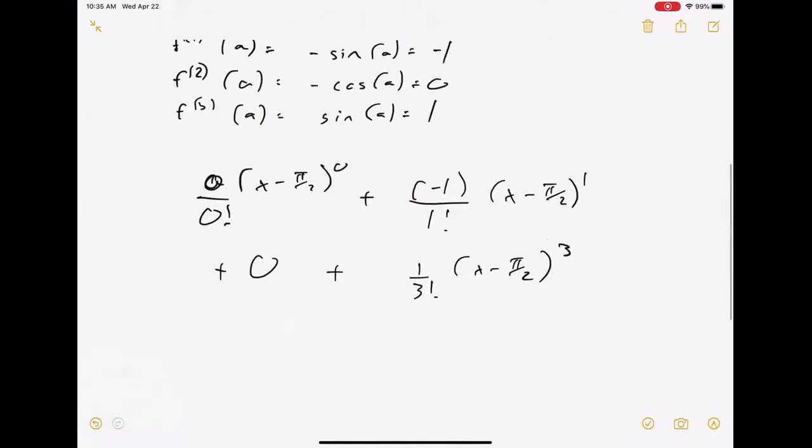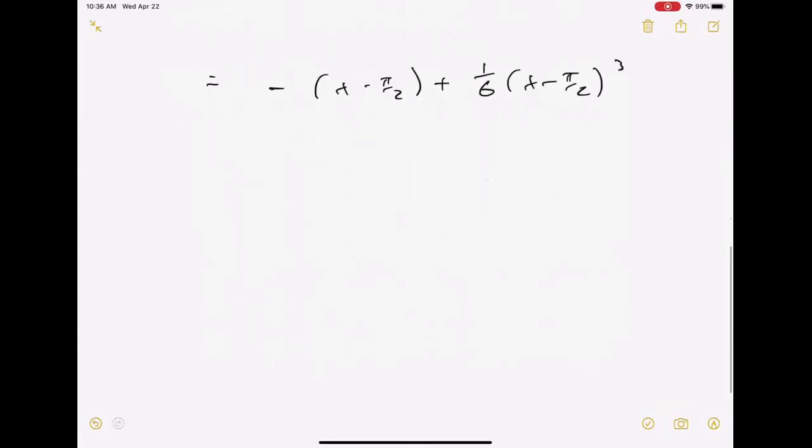So really this simplifies as just negative x minus pi over 2 plus 1 over 3 factorial, which we could write as 1 over 6, x minus pi over 2 to the power 3. So that is all for that problem. The other first several problems are similar. And then we get to a problem where it asks us to approximate values using the Taylor polynomial, okay?